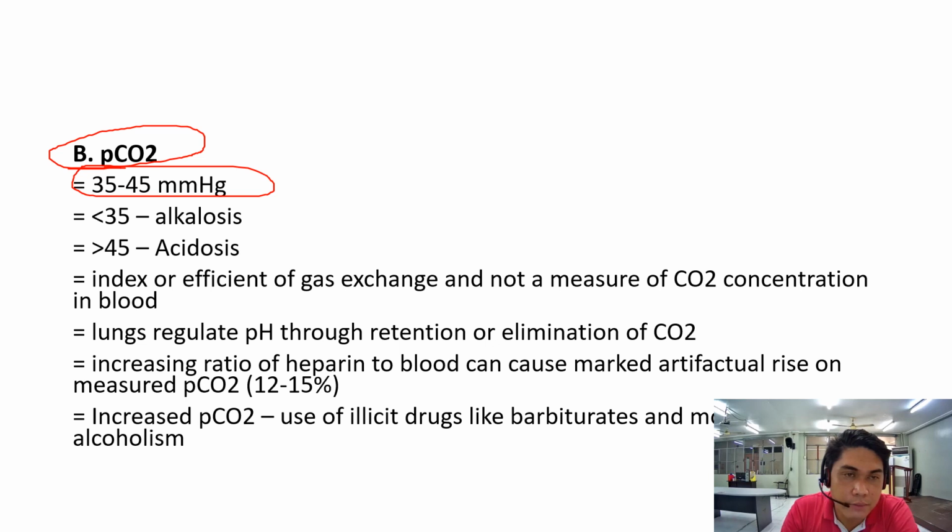If the concentration is below 35, that's alkalosis. Lower carbon dioxide level means there's an increase in pH, because the relationship between pH and carbon dioxide is inversely proportional. PCO2 greater than 45 is acidosis.